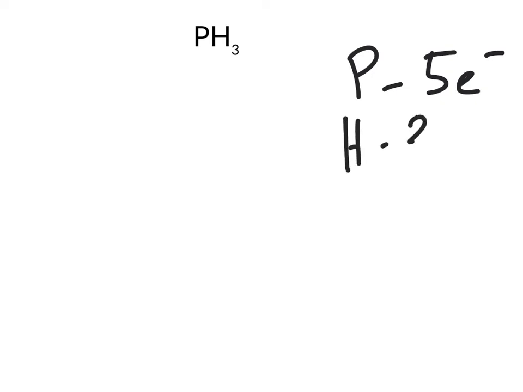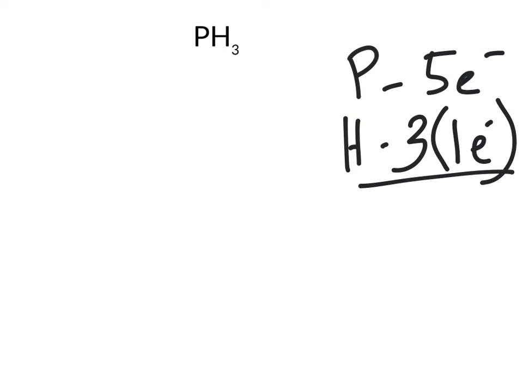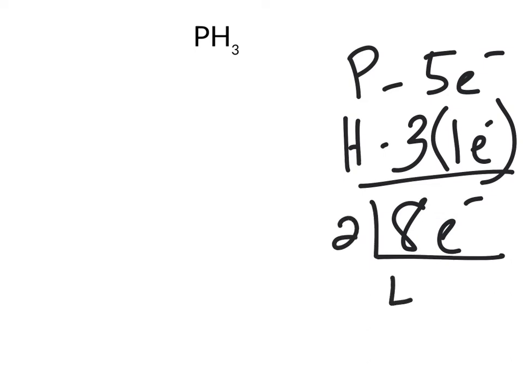My next example was PH3. Well, I know that my phosphorus is right under nitrogen on my periodic table, so it's got 5 electrons. And I know that the hydrogen, there are 3 of them, and each of them is 1 electron. So I'm going to have my 8 electrons. I divide by 2 and I get my 4 pairs.